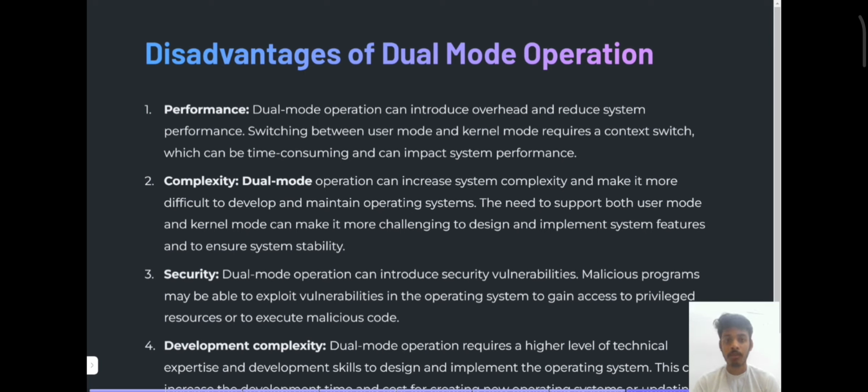So the disadvantages of dual mode operation are as follows: performance. Dual mode operation can introduce overhead and reduce system performance. Switching between user mode and kernel mode requires a context switch, which can be time consuming and can impact system performance. Complexity. Dual mode can increase system complexity and make it more difficult to develop and maintain the operating system. Security. Dual mode operation can introduce security vulnerabilities. Malicious programs may be able to exploit vulnerabilities in the operating system to gain access to privileged resources or to execute malicious code.